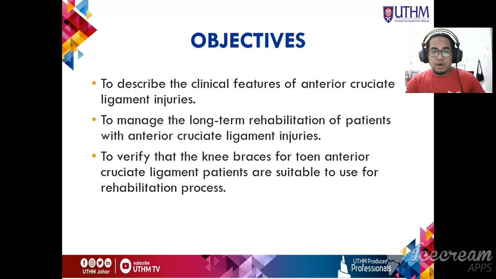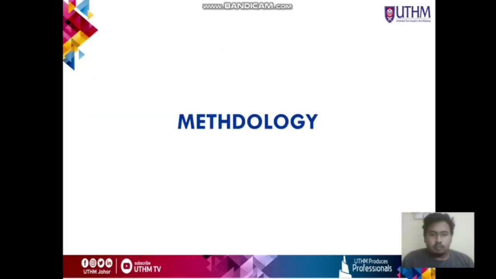We move to our project objectives. First is to describe the clinical features of anterior cruciate ligament injuries. Second is to manage the long-term rehabilitation of patients with anterior cruciate ligament injuries. And the last is to verify that the knee braces for torn anterior cruciate ligament patients are suitable to use for the rehabilitation process. That's all from me. Thank you. My name is AZRI and I will present the methodology.